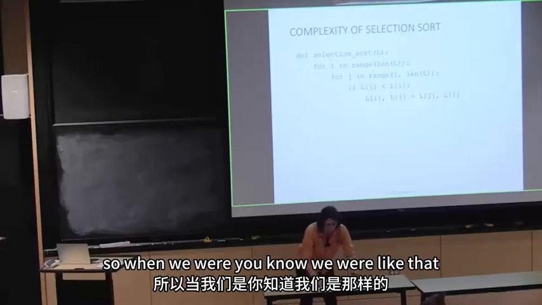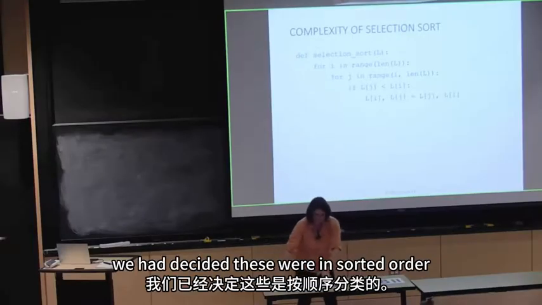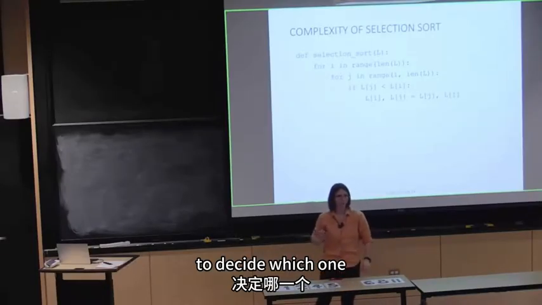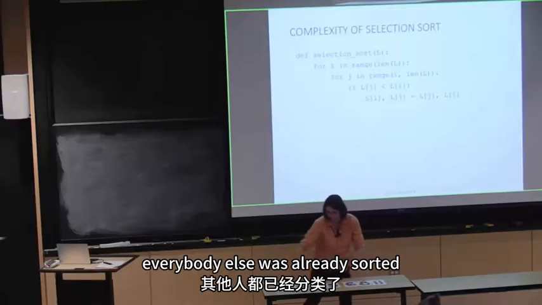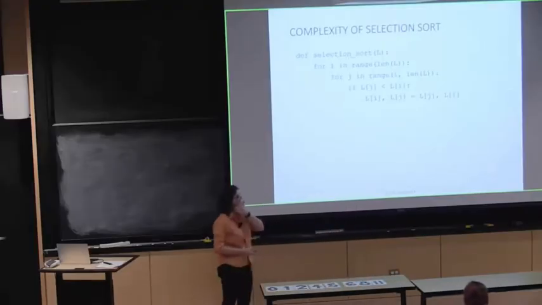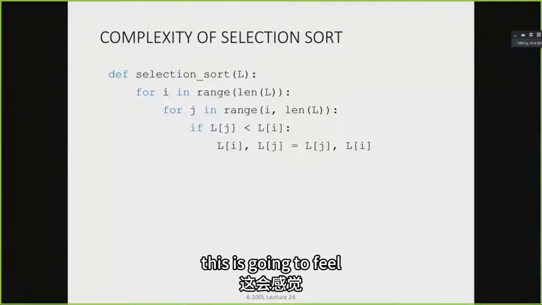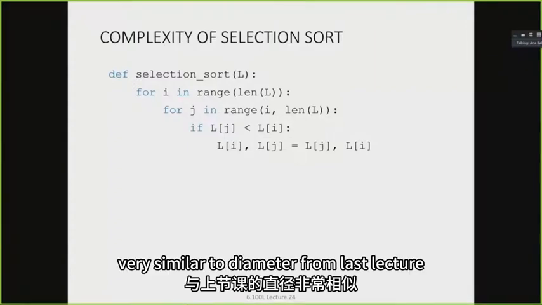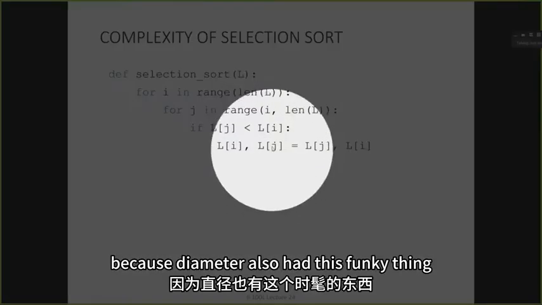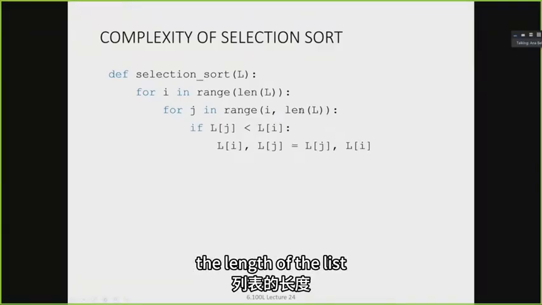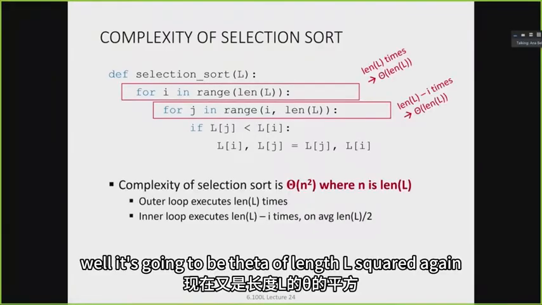So when we were like that, we had decided these were in sorted order. I only needed to compare these 3 amongst themselves to decide which one fit at the next spot. Everybody else was already sorted. So what's the complexity analysis of this? This is going to feel very similar to diameter from last lecture, because diameter also had this funky thing where we started from I and went through to the length of the list. Well, it's going to be theta of length L squared again.